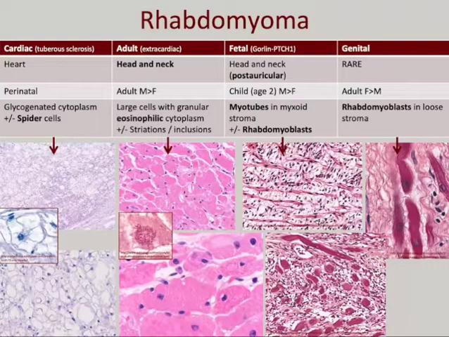So the benign rhabdomyomas. Remember that there's the one on the heart, which has these kind of glycogenated spindle cells, or spider cells, I should say, rather. Remember there's the one in the head and neck of adults, which is just large striated cells. There's the fetal and the genital rhabdomyomas, which are both pretty rare, but have the strap cells, the tadpole strap cells. So they can be differentiated based on the morphology as well as the clinical location.